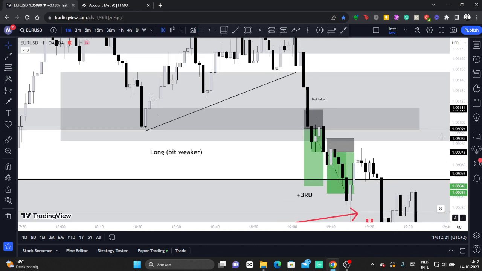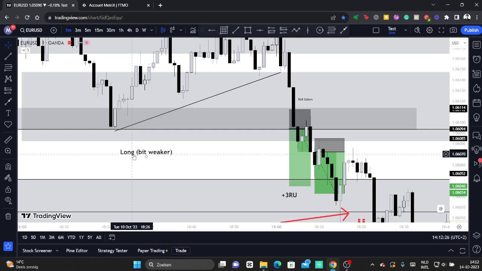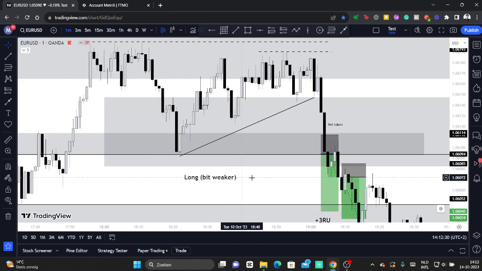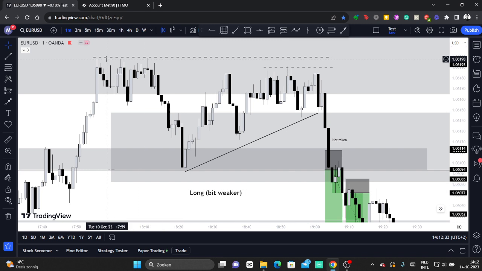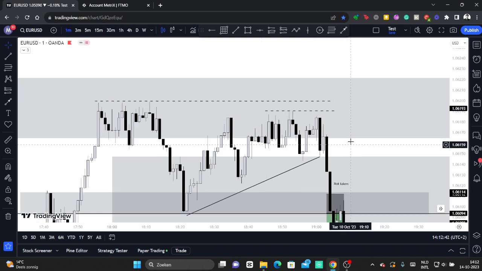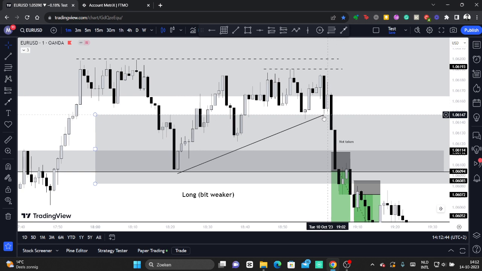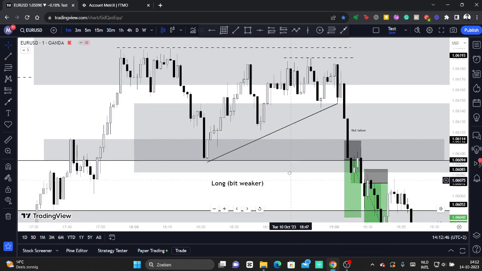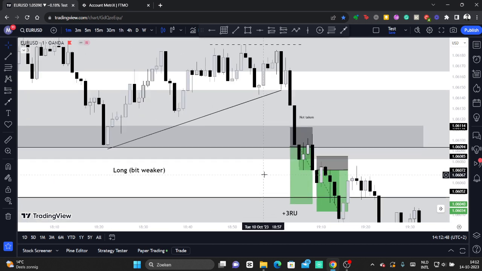So basically, let's go into Tuesday. As you can see, we were long biased, but it was a bit weaker, so I'm also up for short trades. I was expecting it to break out of this line. As you can see, multiple equal highs, but it did not and went all the way down. So I was searching for a short trade after that, and I missed this trade. As you can see, not taken.